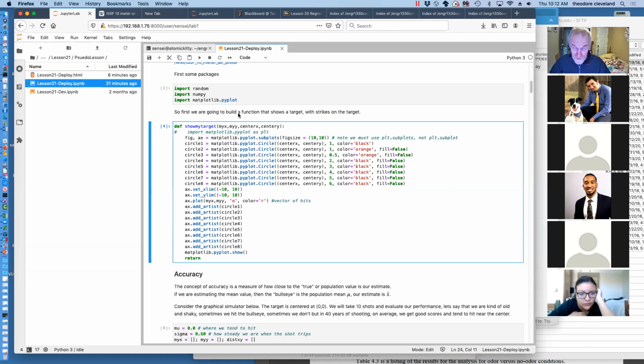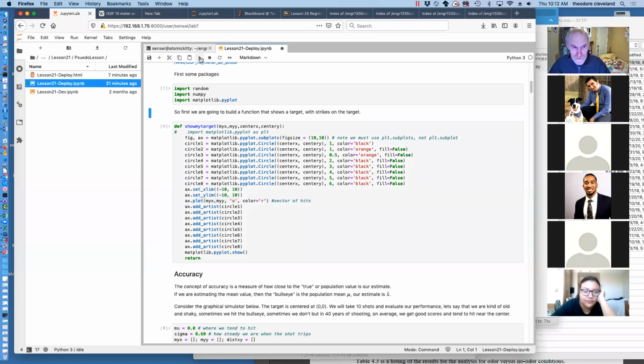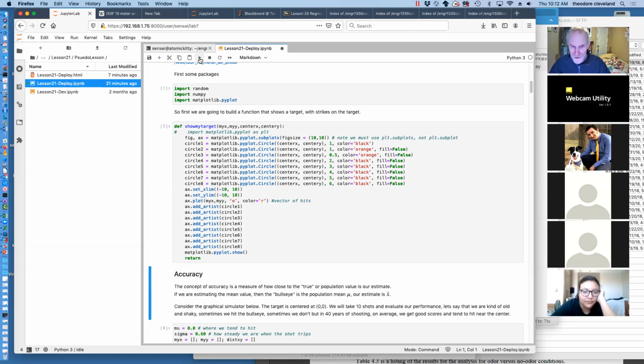So if we run this, what do you think is going to happen when I click on run? Any ideas? It's an easy answer. We're going to get a graph. It's not going to do a darn thing because we just defined a function. That's what's going to happen.